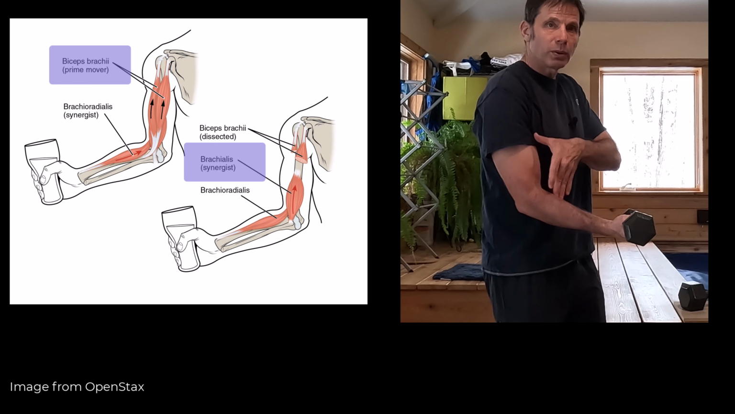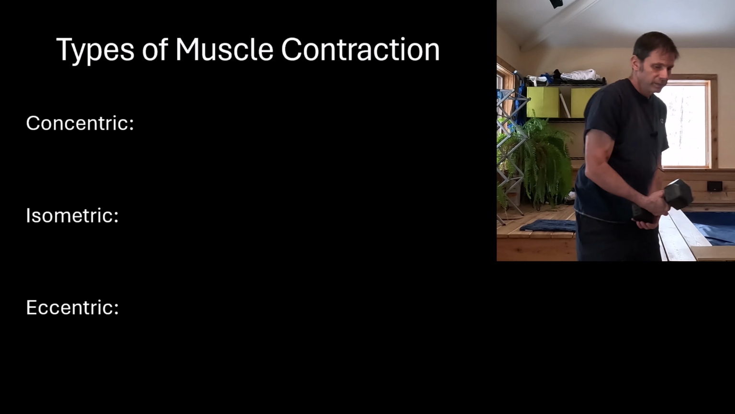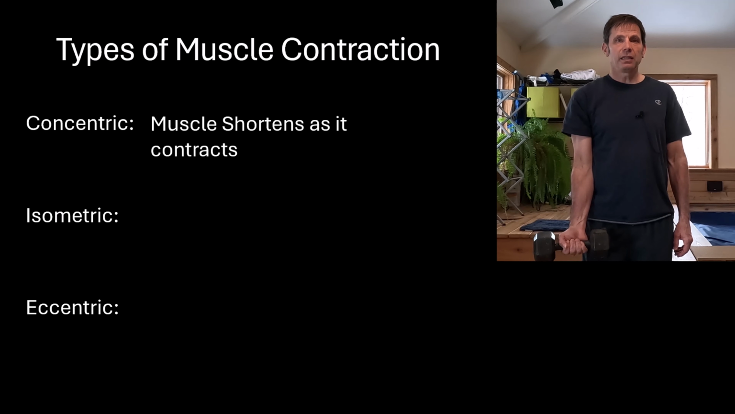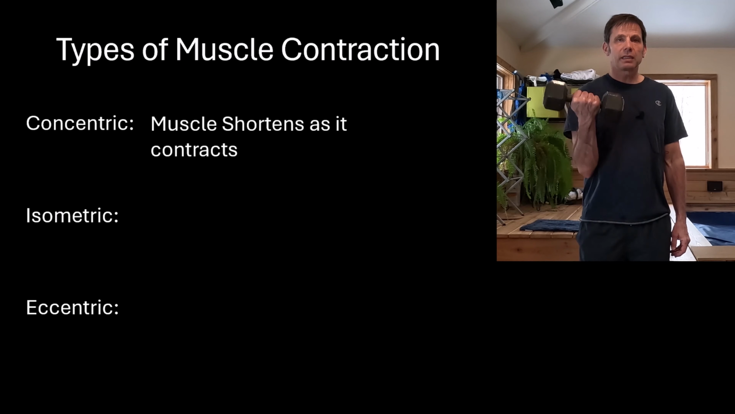There are three different types of muscle contractions: concentric, isometric, and eccentric. I'm going to pull out the bigger dumbbell to illustrate these. In a concentric contraction, the muscle contracts and the muscle shortens. So my elbow flexors, the brachialis and biceps brachii, contract and shorten. In an isometric contraction, the muscles contract but don't change length. And in an eccentric contraction, the muscles contract but they lengthen. In this case, the elbow flexors are contracting but they're getting longer.